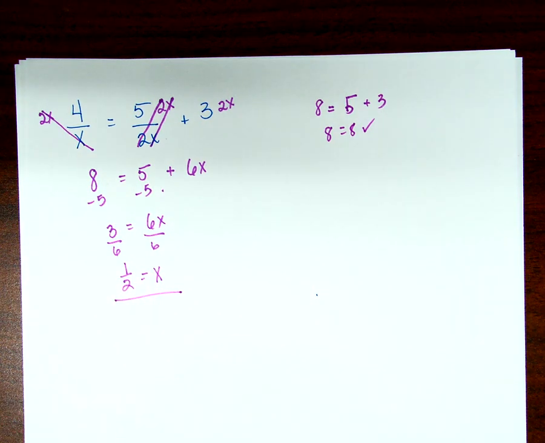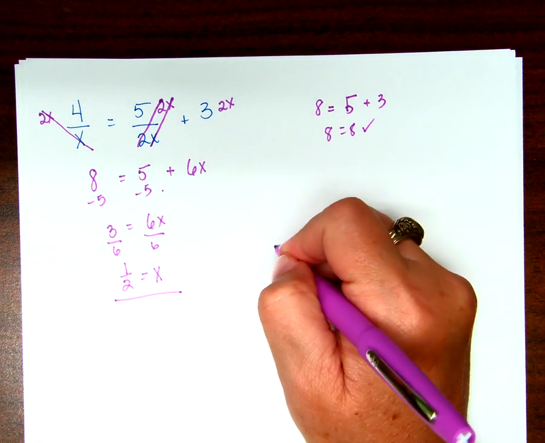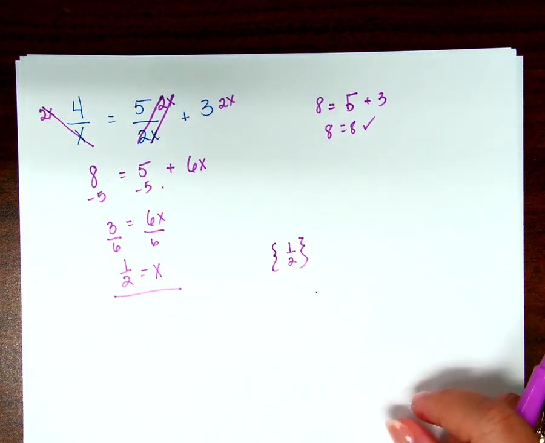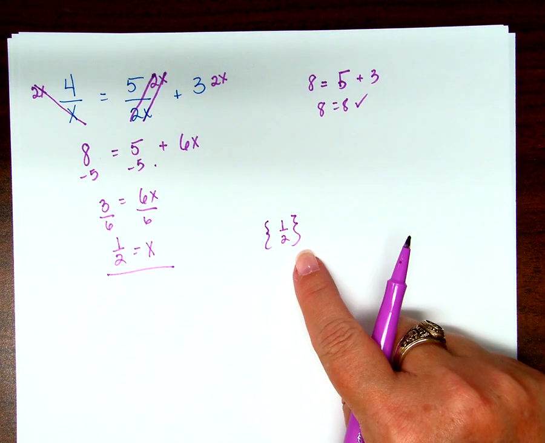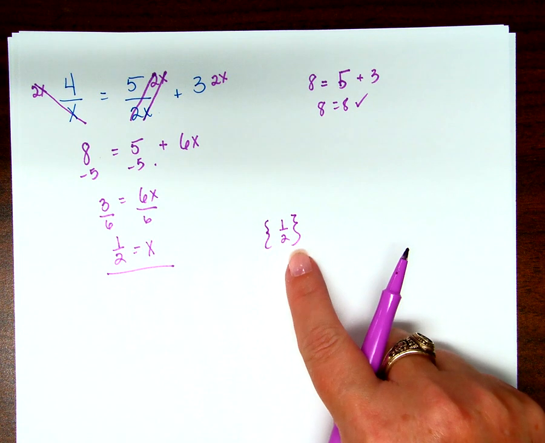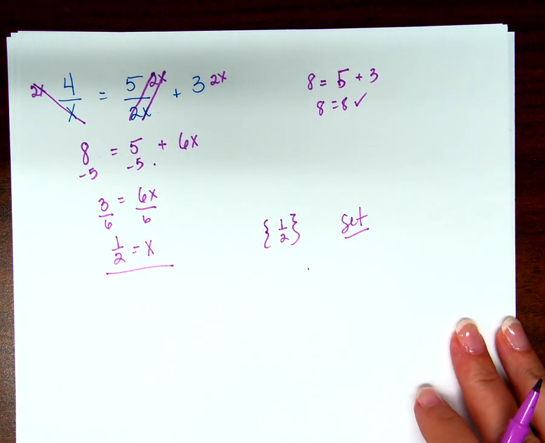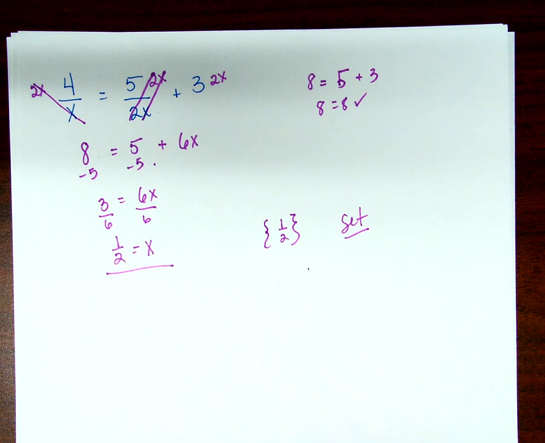Now, sometimes it's going to ask you for the set of answers. Well, if it's the set of answers, what it wants is this. It just wants set notation. It wants these pretty braces. Just the answer inside the set notation. This is the set of all the answers that fulfills this equation. Does that make sense?